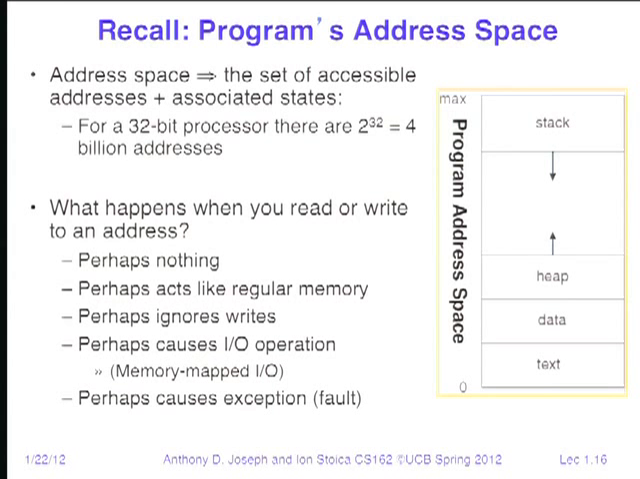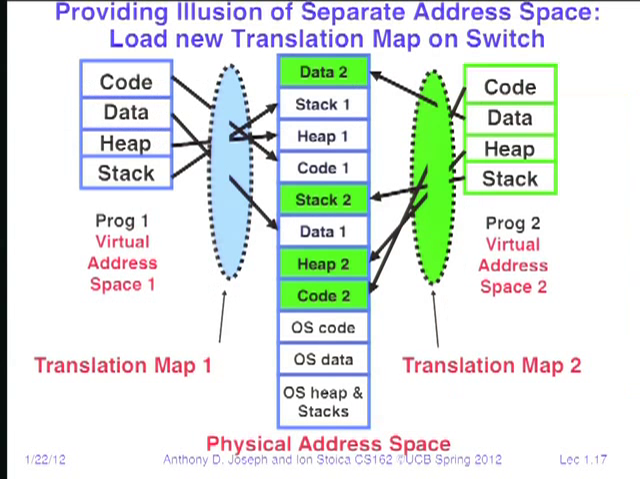Now recall again from 61C that we have a physical address space here. We have virtual address spaces, and we have a translation map for each of those virtual address spaces that maps the various regions of those address spaces to physical regions. So we've mapped the code for virtual address space 1 to here. We've mapped the data to here, the heap to here, the stack to here. We've done the same thing for virtual address space 2.